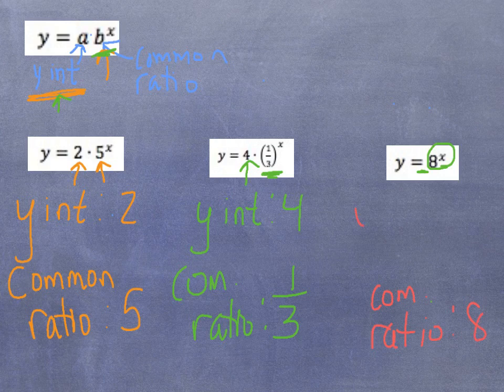But what about my y-intercept? Okay, if I don't see a number out in front, and I know that I'm multiplying, what number can I multiply by 8 to the x and have it stay 8 to the x? Well, the only number with that property is a 1. So in this particular situation, my y-intercept is a 1.